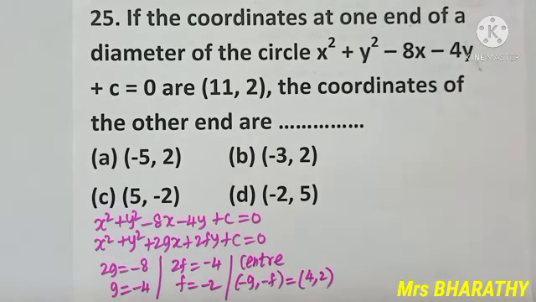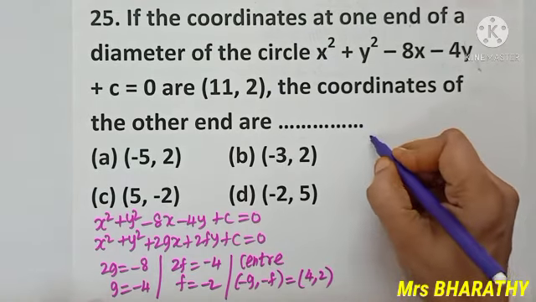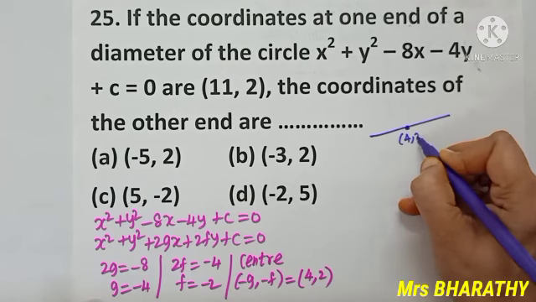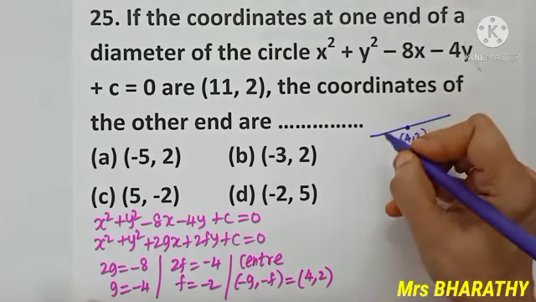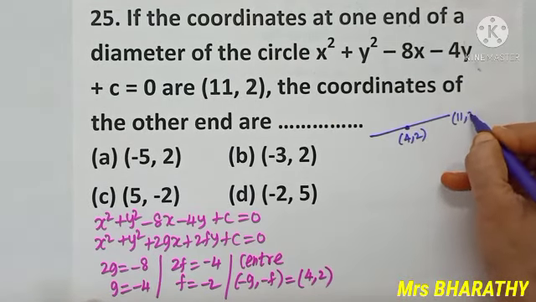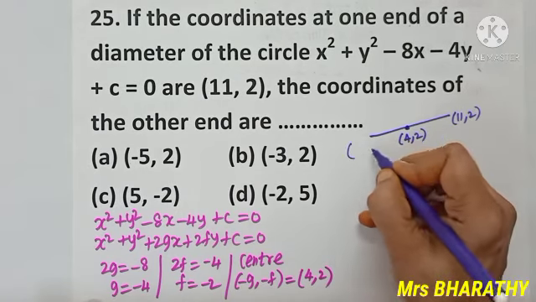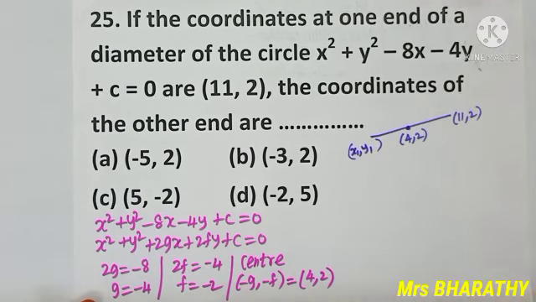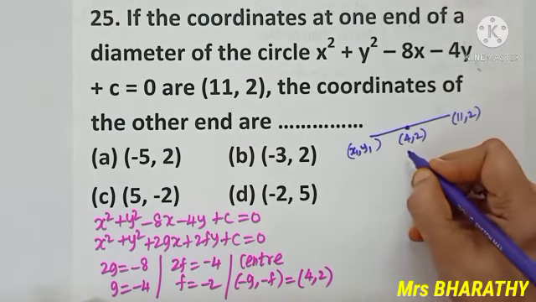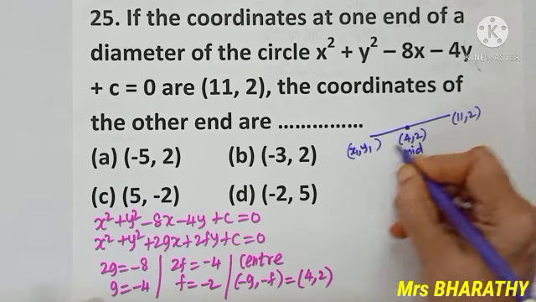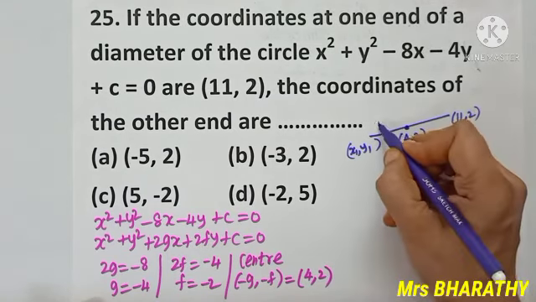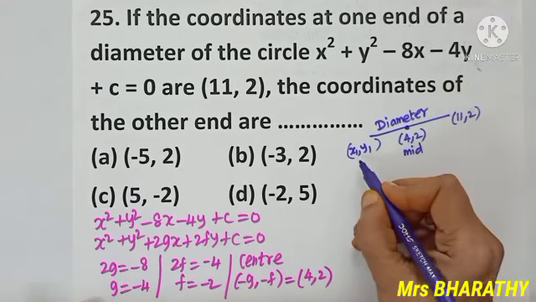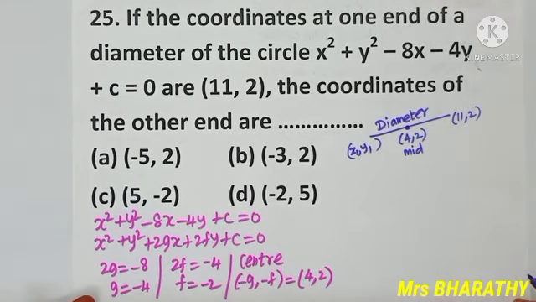Once I know the center, of the diameter, the center is in the middle, that is 4, 2. One end of the diameter is 11, 2. We need to find what is the other end. Call the other end as x1, y1. We know center is the middle of the diameter ends. So this we call the diameter. One end is 11, 2. The other end let me call x1, y1.